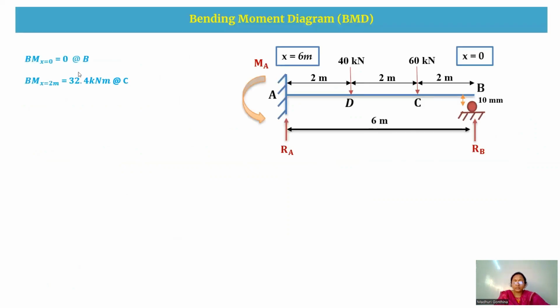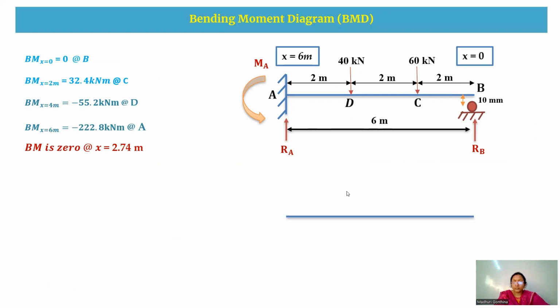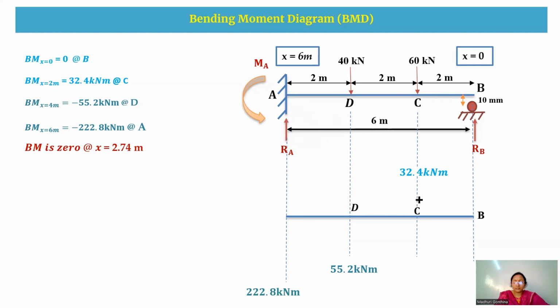So these are the bending moment values at different points B, C, D, and A. And this is where the bending moment is 0. Now I'm going to draw a beam. And at B, I'm having a bending moment of 0. And at C, it is a positive 32.4 kilonewton meter. And at D, I'm having 55.2 kilonewton meter, which is negative. And at A also, I'm having 222.8 kilonewton meter, which is a negative value.